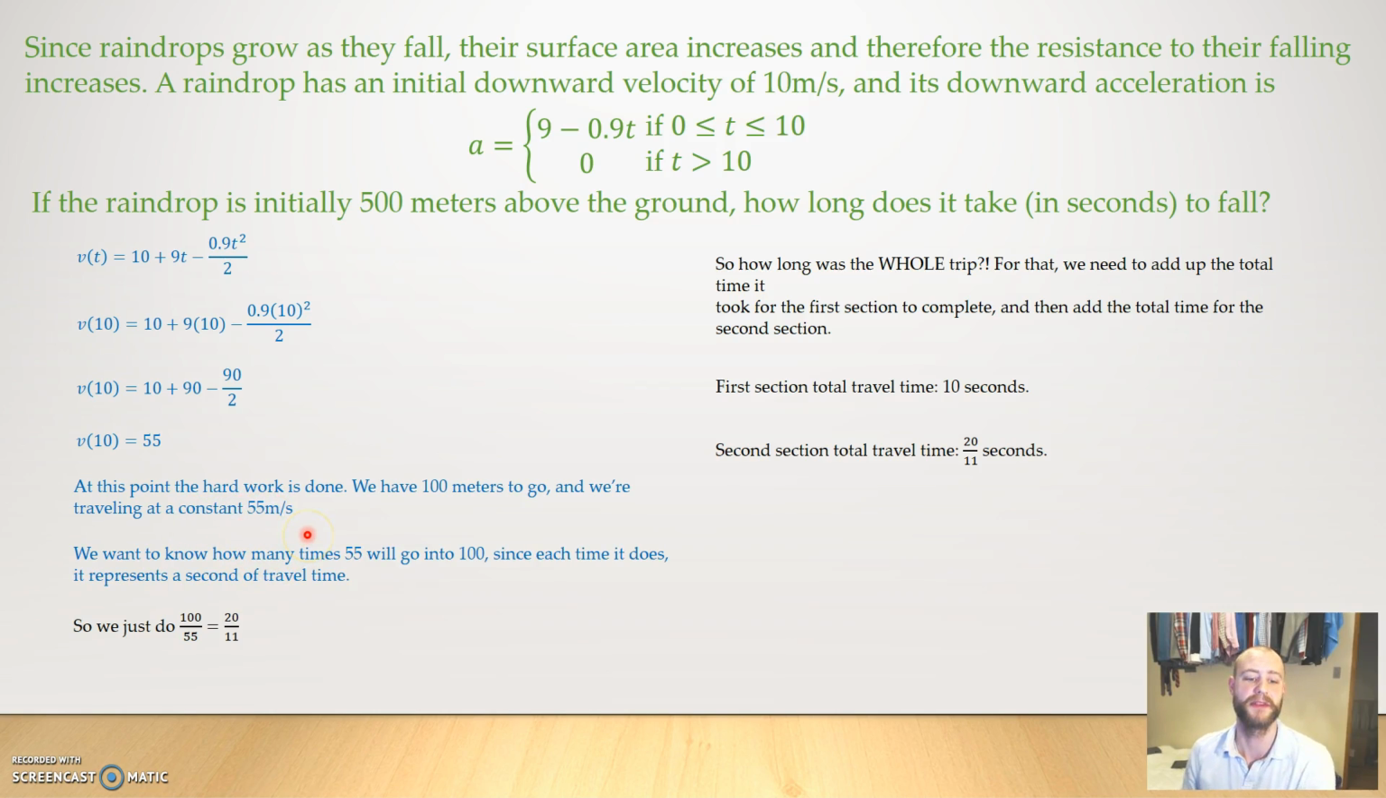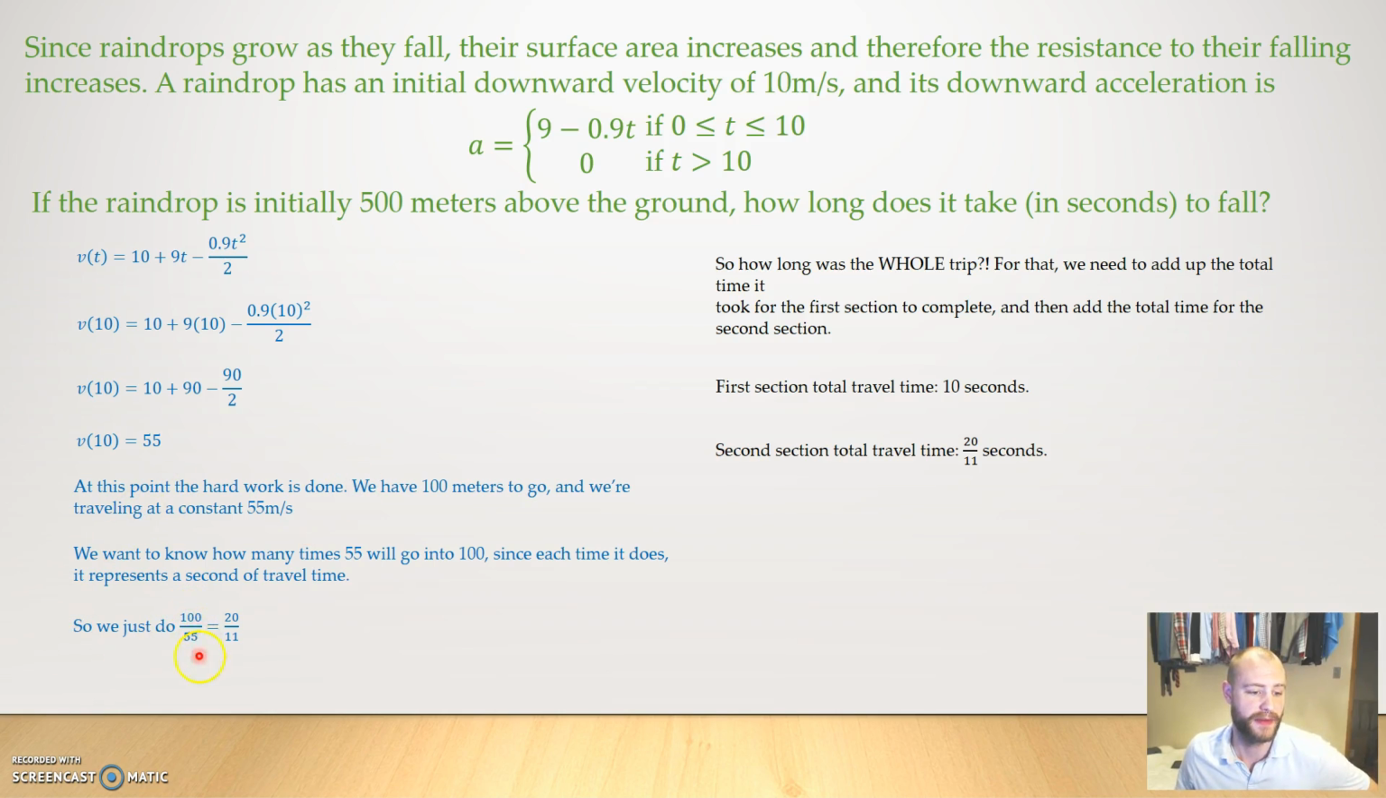We want to know how many times 55 will go into 100, since each time it does, it represents a second of travel time. Okay, isn't that cool? If you had 55 meters to go and you're going 55 meters per second, obviously that's 1 second. If you had 110 meters to go and you're going 55 meters per second, since every time 55 goes into 110 represents a full second, then that's 2 seconds of travel time. That's why, among other ways, it makes sense to take your total distance and divide it by your speed to output time.